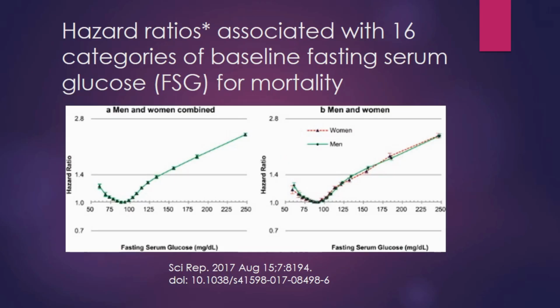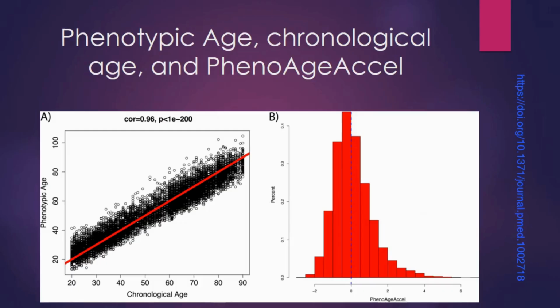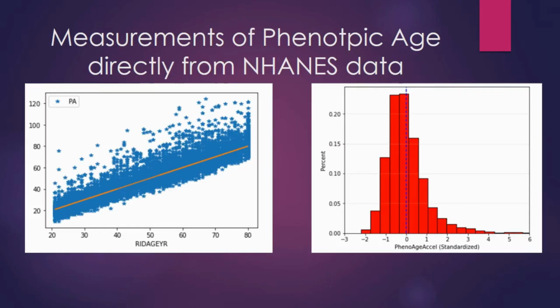Hazard ratios. Displays graphs showing that mortality risk, the hazard ratio, steadily increases as serum glucose levels deviate from an optimal baseline range. Phenotypic age, chronological age, and PhenoAge Accel. The slide illustrates a strong correlation between phenotypic age and chronological age and introduces the concept of phenotypic age acceleration, called simply PhenoAge Accel.